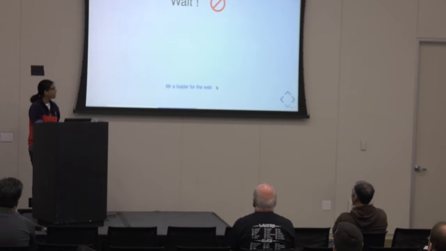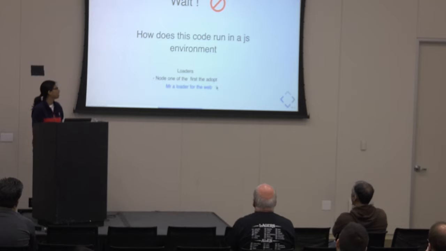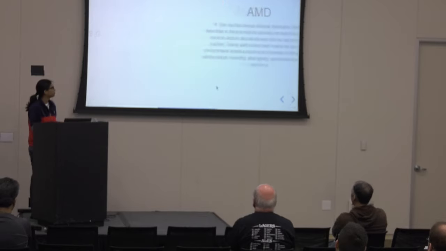But wait, how does this run in a JavaScript environment? You need a loader, because JavaScript doesn't understand require and doesn't understand what module is, right? So you need loaders. And one of the first loaders that implemented CommonJS was Node. You had a loader called Montage Require, a loader for the web. But there were other reasons for which it was not quite popular. Now let's look at how the CommonJS loader works in Node.